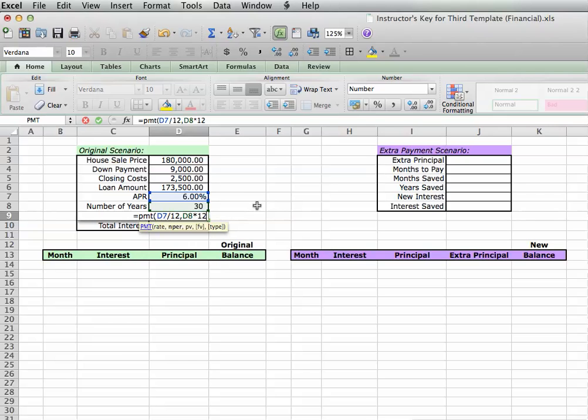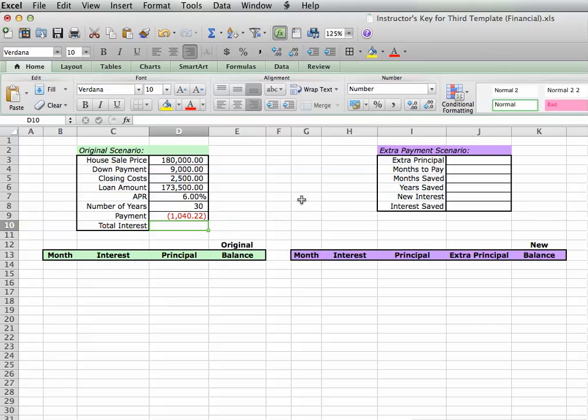We don't want to just type 360 in, because if we click on the 30, that gives us flexibility in case we want to do a 15-year mortgage or a 20-year mortgage and so on. The PV stands for present value, you might recall, and that would be the loan amount. So I click on that. That's cell D6. Future value and type, just like in the vehicle loan, they are optional. They're in brackets, and their defaults are already set up for us, so we're ready to hit enter.